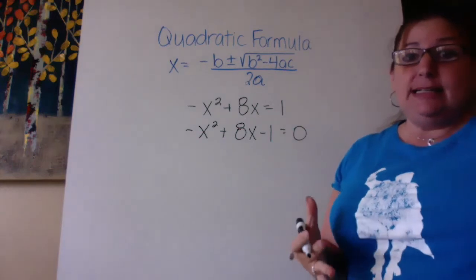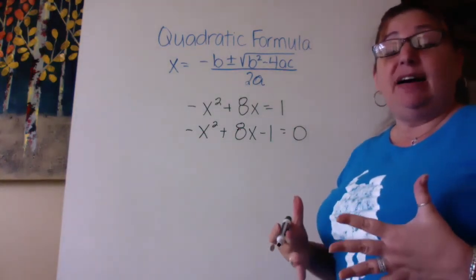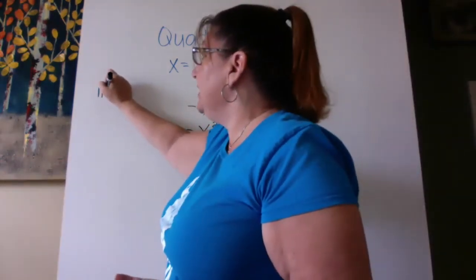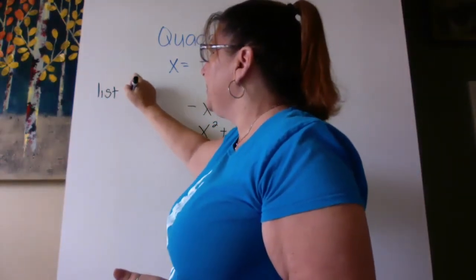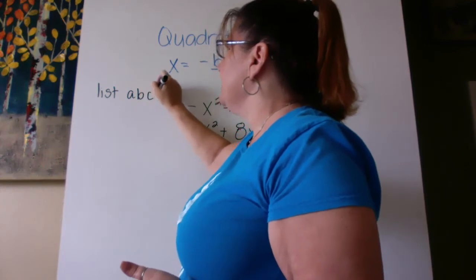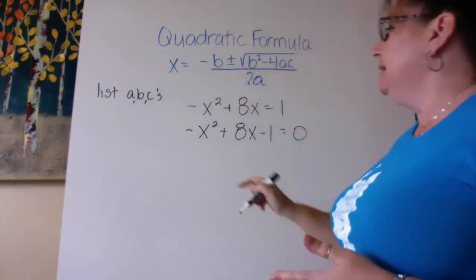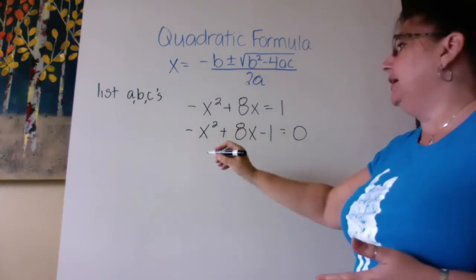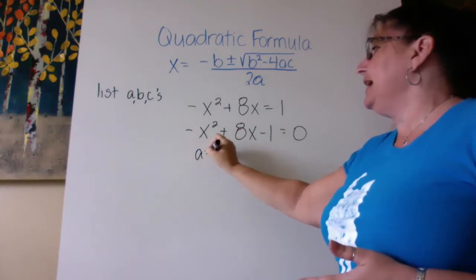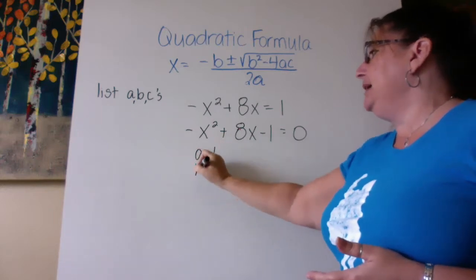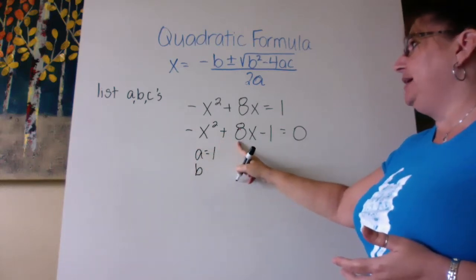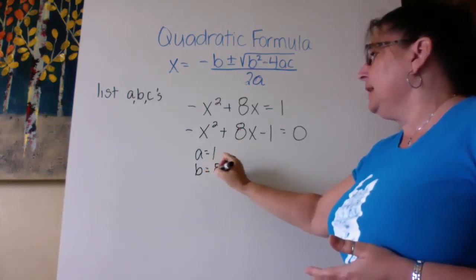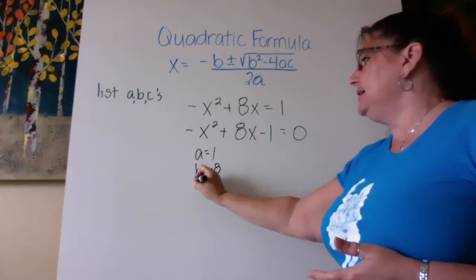And the reason I needed to get it in standard form is because I have to list my ABCs. So the first thing you do is list your ABCs. Okay, this is where my A should be. I have a -1. So A equals -1. My B, where I should have BX, is 8. And my C term is -1.